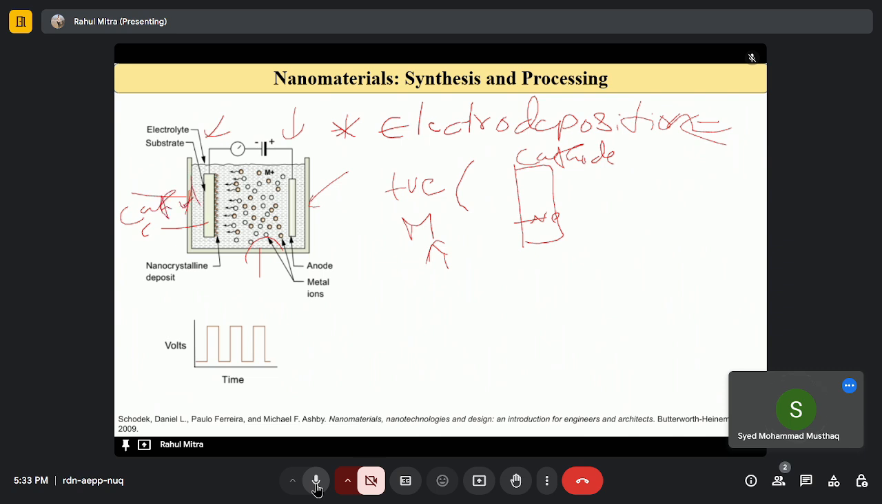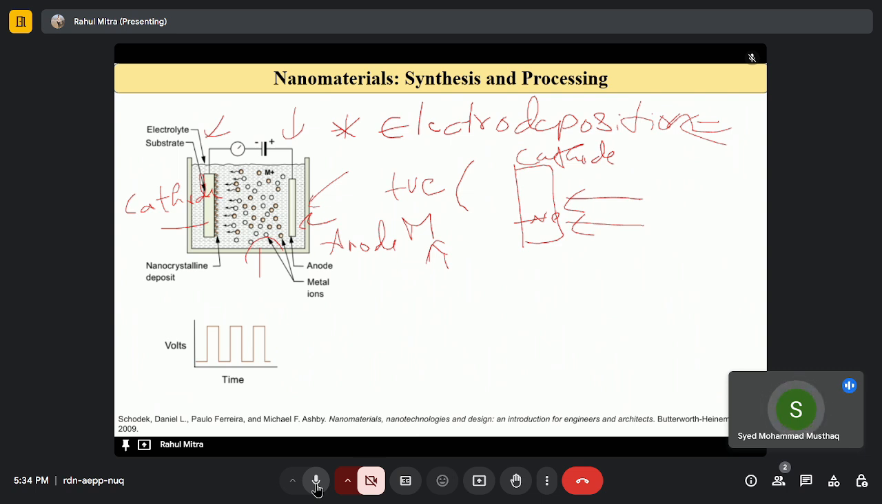Let me write it clearly. This is my cathode, and this is my anode, right? So if I have positive ions, they will move towards the cathode and get deposited. The rate of deposition, the amount of material getting deposited, is measured by the current in the external circuit. The higher the current, the higher the deposition, because the more negative charge we supply, the more the metal ions get reduced and deposited.